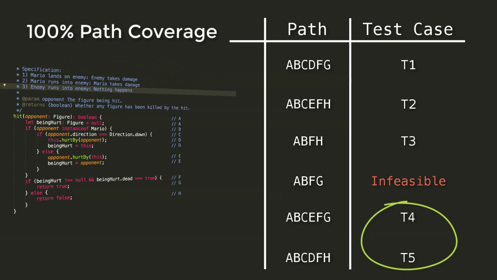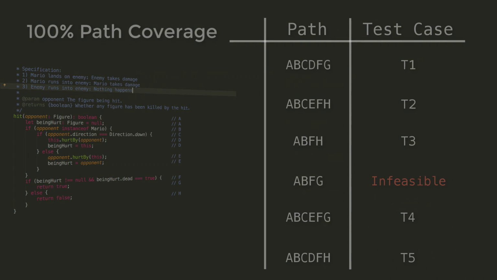Achieving 100% path coverage required us to write 2 more tests than we even needed for 100% branch coverage. But these did cover 2 important cases, right? Where Mario actually dies when he runs into someone, and when Mario encounters a boss. So these were both good tests.